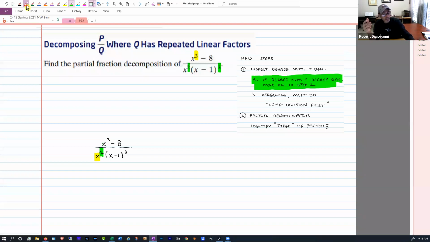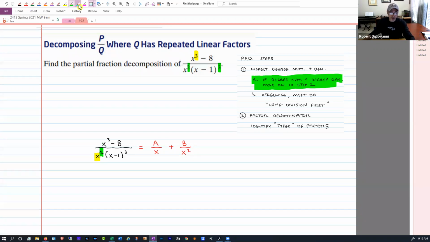So if you recall from last class, anytime we have a repeated linear factor, what we're going to do is put A on top of the linear factor, and then plus B over that linear factor squared. And we keep doing that. We keep building up the powers on that linear factor until we get to the number that matches this number. In other words, we're done at this point with this x factor.